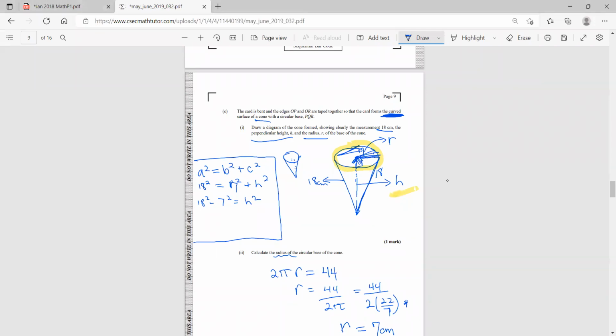So we form a right angle from this shape here. By using Pythagoras Theorem, the hypotenuse squared is equal to the sum of the other two squared. So the hypotenuse is 18 squared is equal to the other side is 7 squared, and we're finding for h. So we end up with 18 squared minus 7 squared is equal to h squared. And what's the answer for 18 squared minus 7 squared? 275.